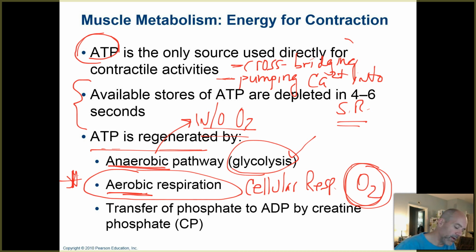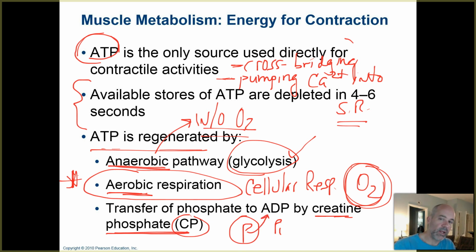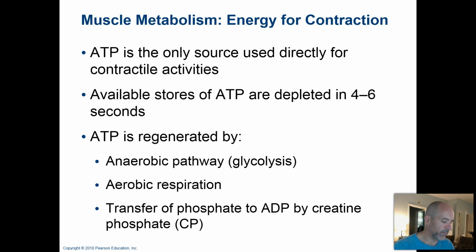And then a third way is that there are molecules inside your muscle fibers called creatine phosphate, or CP. And so those are molecules that have phosphates, inorganic phosphates, bonded to them, and those phosphates can actually be transferred over to ADP to quickly help you make some ATP without going through cellular respiration or without going through this anaerobic pathway that we're about to talk about.